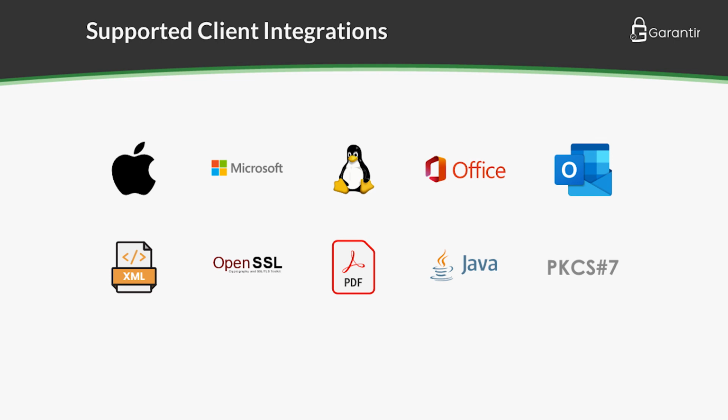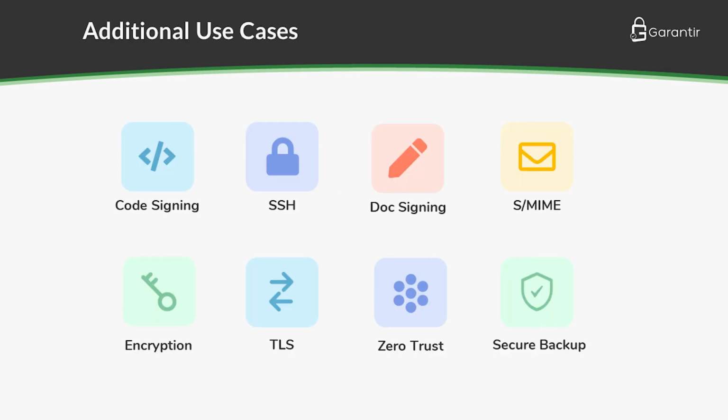GaraSign can be used to sign and encrypt other types of documents as well. Customers who wish to embed GaraSign's capabilities in their own applications can make use of the APIs or pre-built SDKs. GaraSign can also be used for other use cases, such as code signing, SSH, TLS, and more. Check out our other videos to see examples of those use cases.